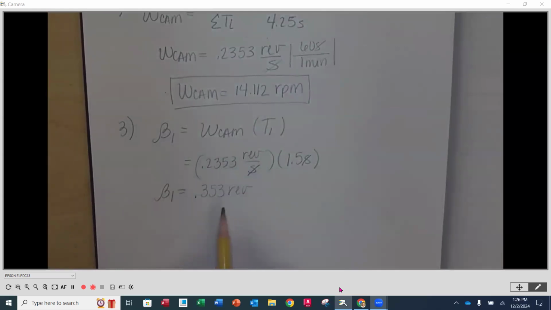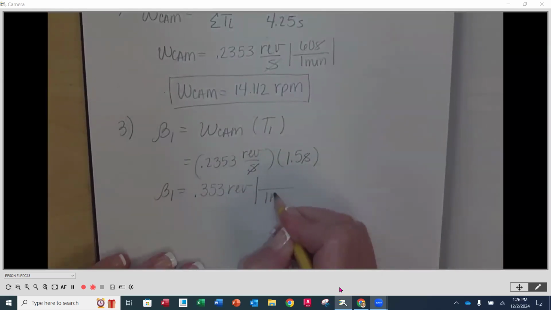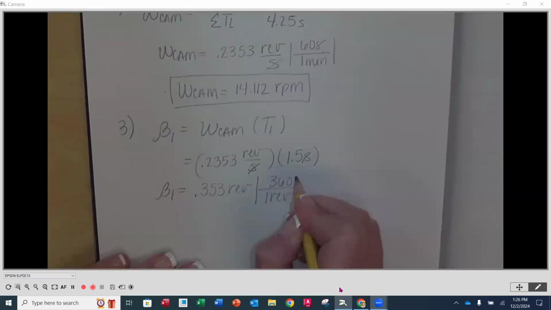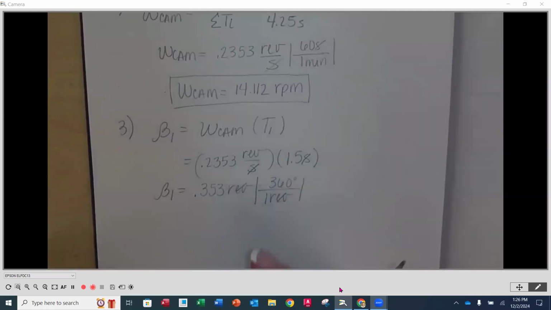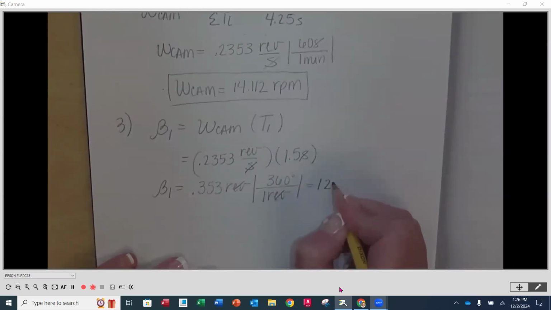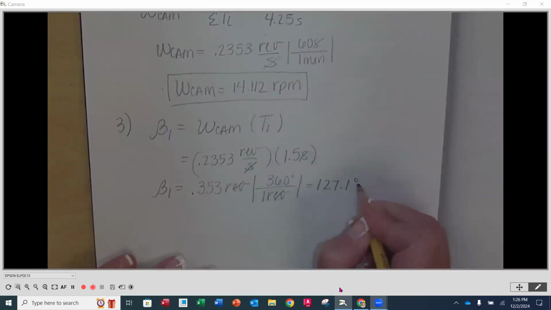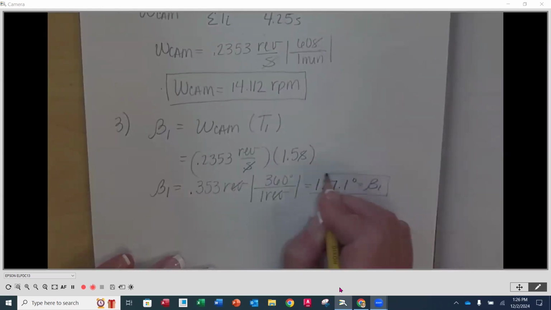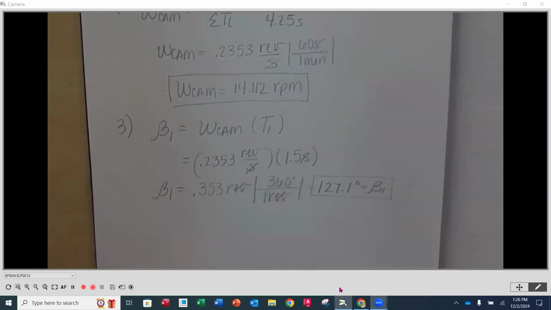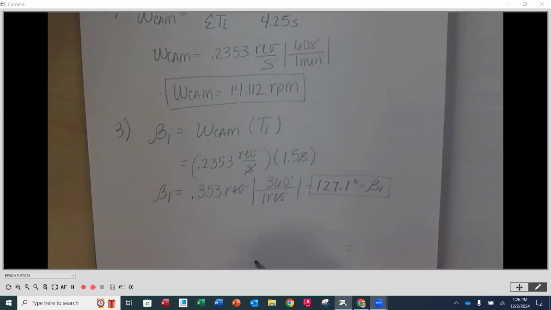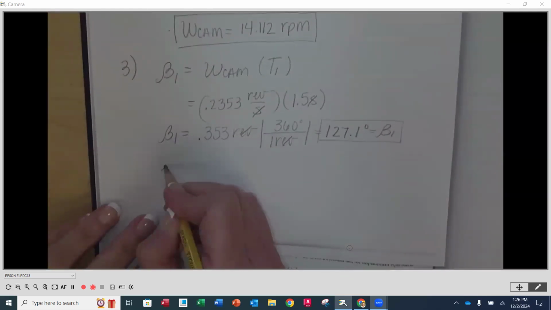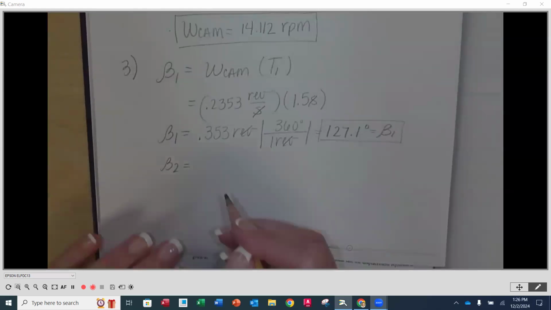Now, we want to know how many degrees this is. So we need to convert this 1 revolution into 360 degrees. So revolutions cancel out. You should get 127.1. Okay. All right, then we have 2 more, beta 2 and beta 3. So go ahead and calculate beta 2 and beta 3.